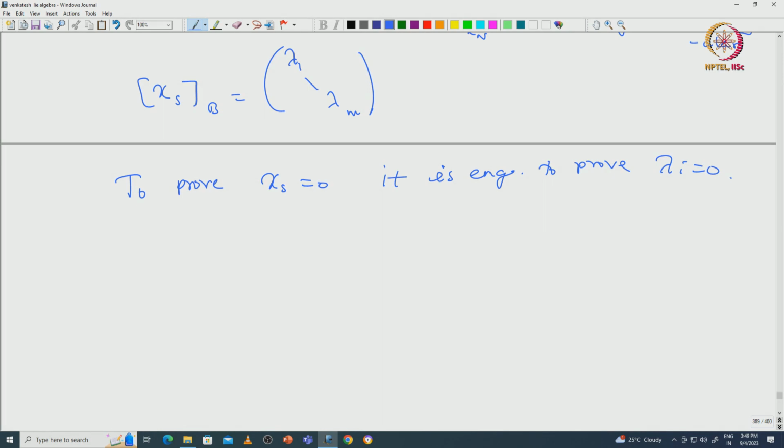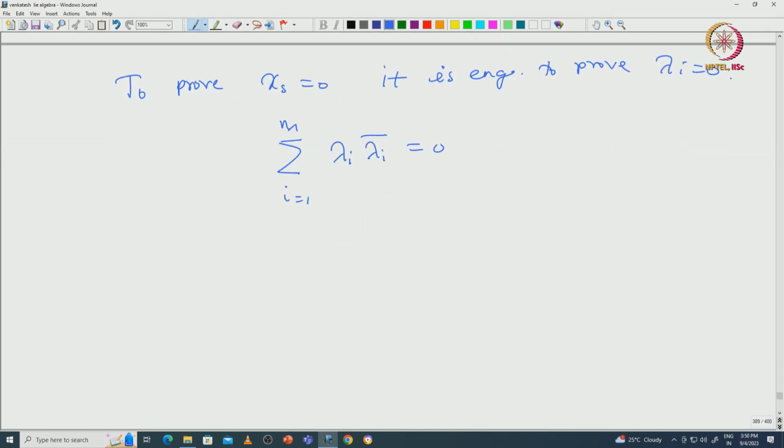In order to prove these lambda i's are 0, because we are working over complex numbers, we take an indirect approach, because we are going to use this trace criterion. We will try to prove that the summation of lambda i bar, summing over i ranging from 1 to m, is 0. This is where we use the trace criterion in order to prove the lambda i's are 0. So, it is enough to prove the summation of lambda i bar is 0.